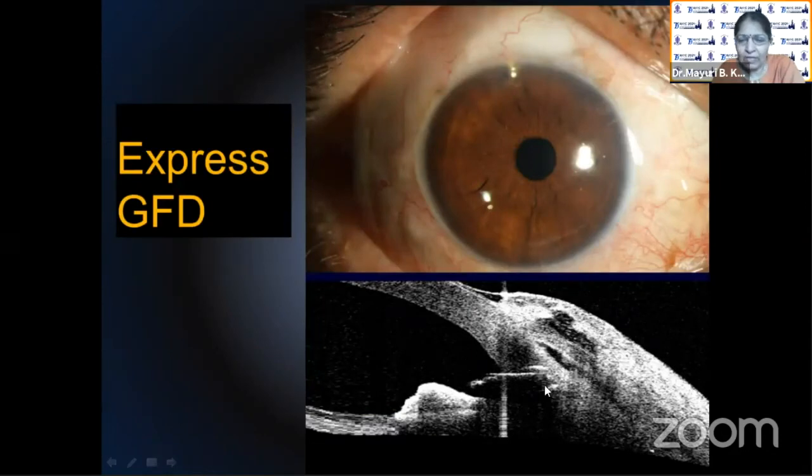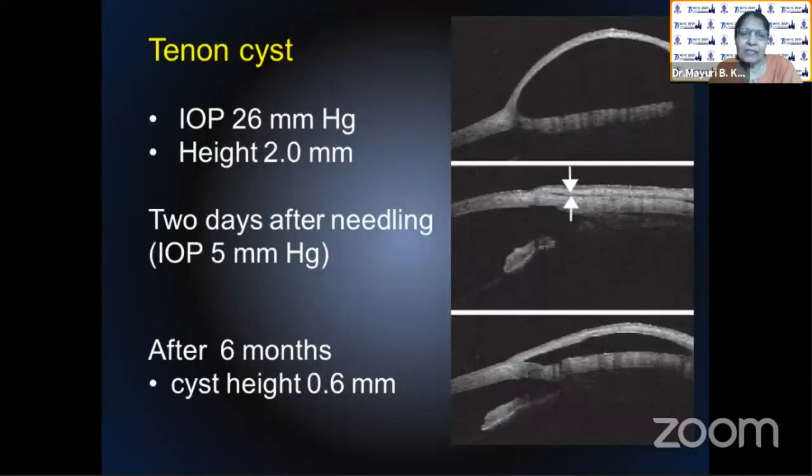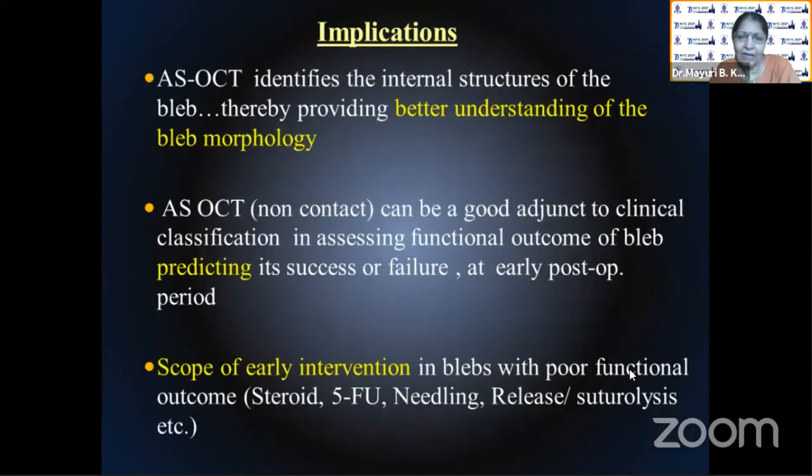You can also see the success of the Express CFD. Here you can see how it is being placed away from the iris. And the Tenon cyst, you can see nicely, even on the slit lamp. But this is to show you that after the needling, you can see the flattening of the cyst. And after 6 months, small, large aqueous cavity, but less in elevated bleb.